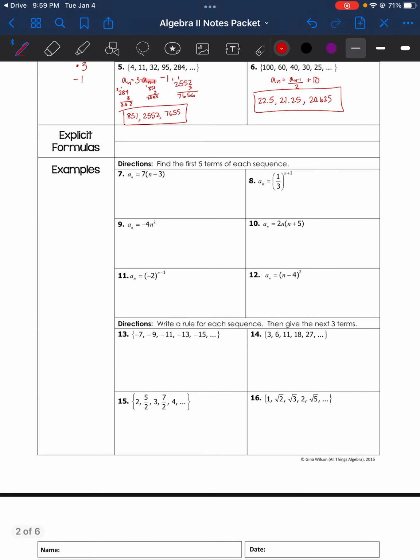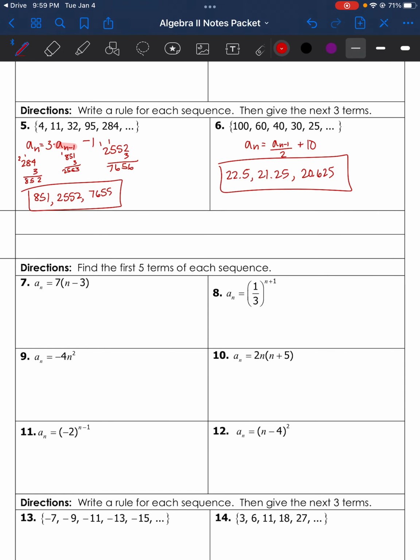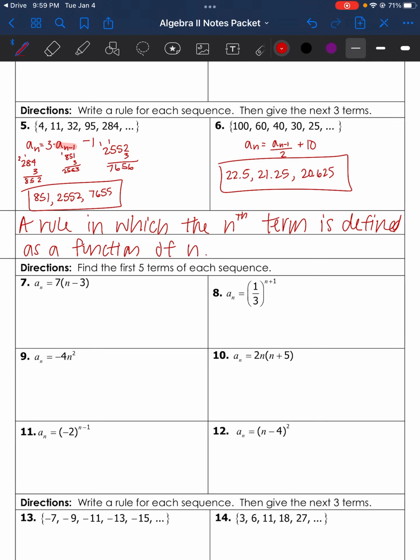Now we're going to take a look at explicit formulas, and then we're going to do a couple of these ones here. Probably just these odd ones, 7, 9, 11, 13, and 15 for practice. So, definition time. An explicit formula is a rule in which the nth term is defined as a function of n. Previous terms are unnecessary.